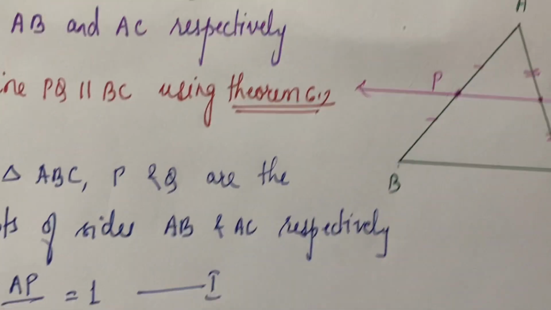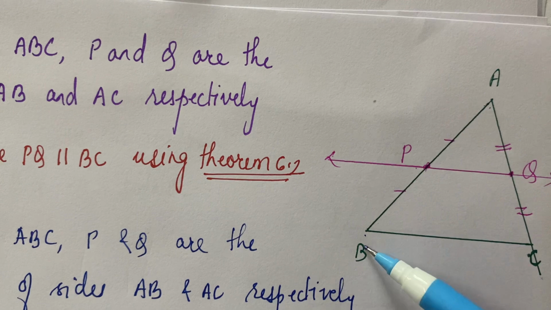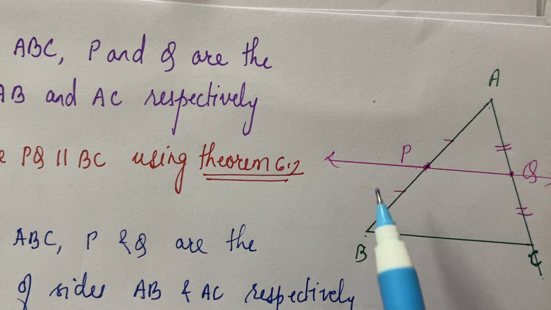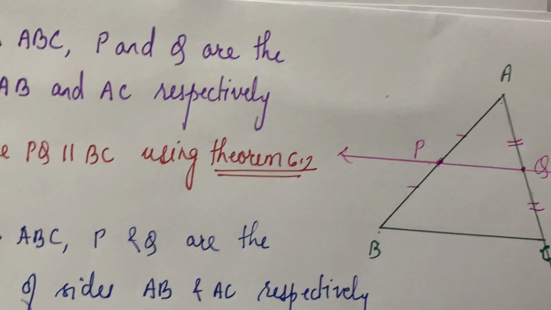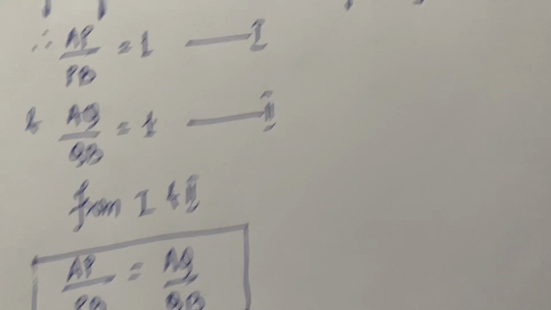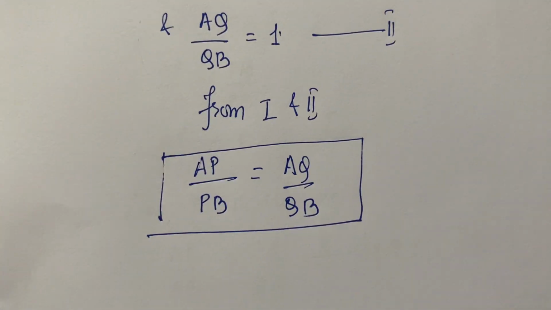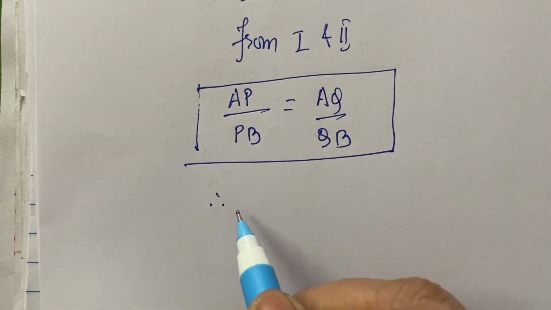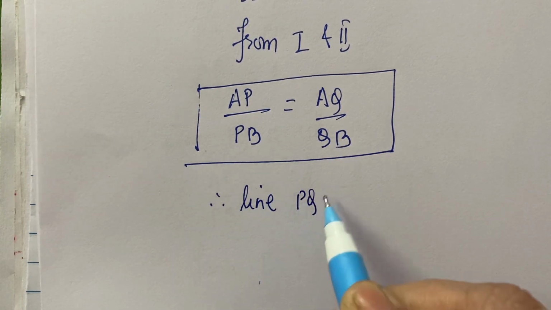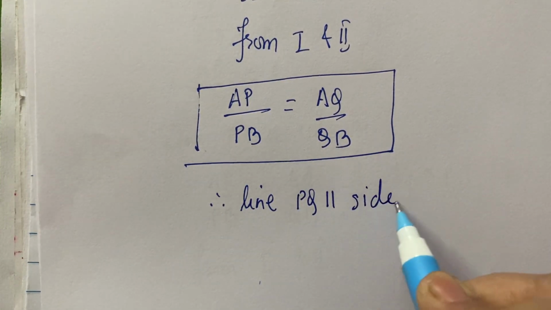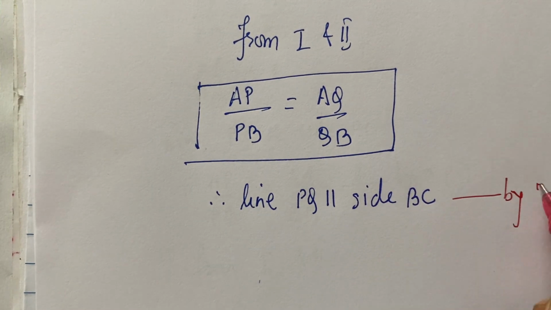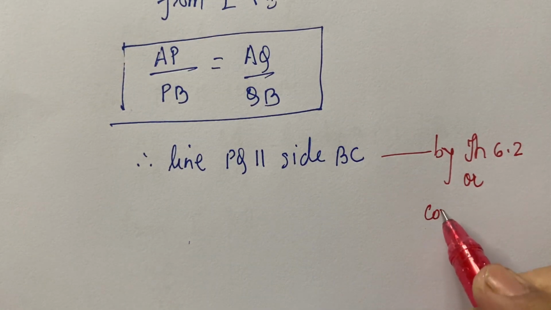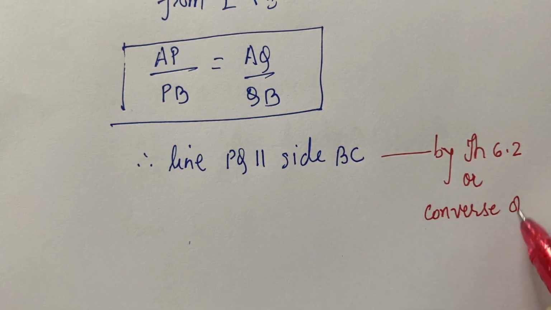Now see, you are getting AP upon PB is equal to AQ upon QC. This line is dividing the sides AB and AC in the same ratio. Ratio is the same. Therefore, this line will be parallel to the third side. So, therefore, we write, line PQ is parallel to side BC. What is the reason? It is by theorem 6.2, or we also write as converse of basic proportionality theorem.